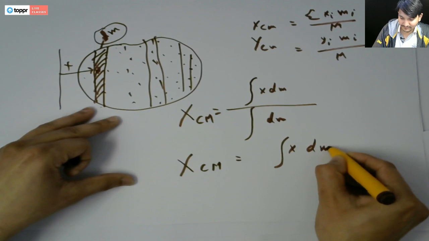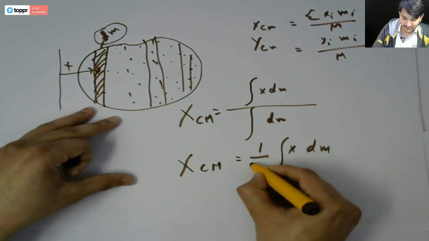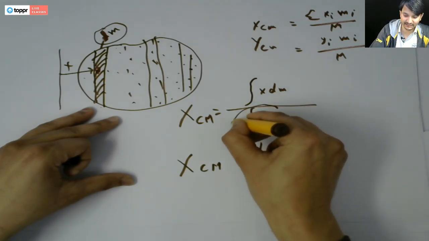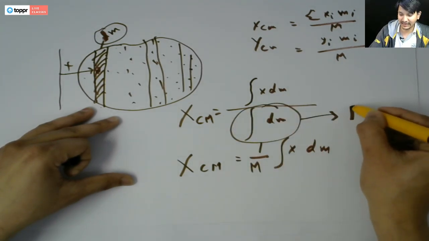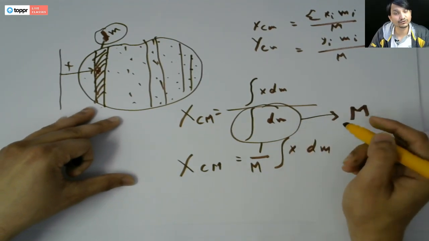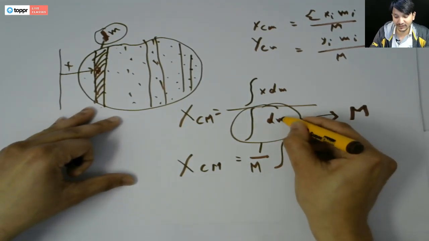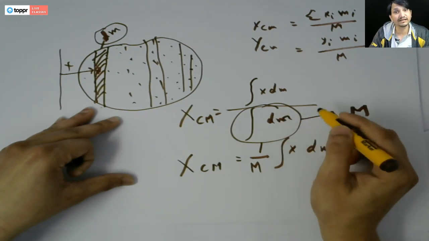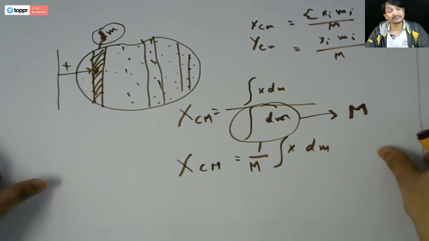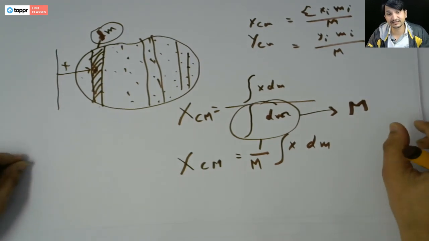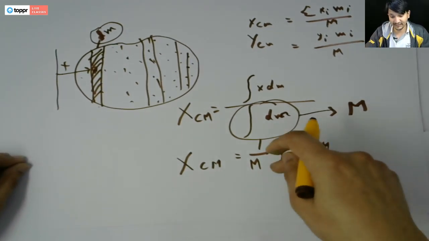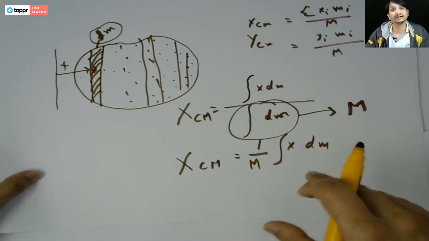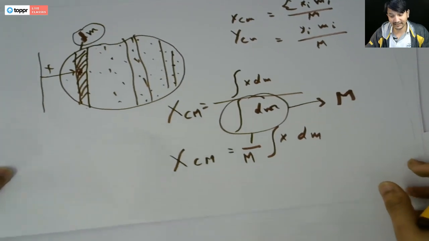Or x cm is equal to integral of x dm divided by integral of dm, which is M. Why M? This thing comes out as M, the total mass, because what we are doing is summing up all the mass present in the body. Let us try and work it out in a real scenario where we can utilize this integral method and find out what is the center of mass of that continuous body.